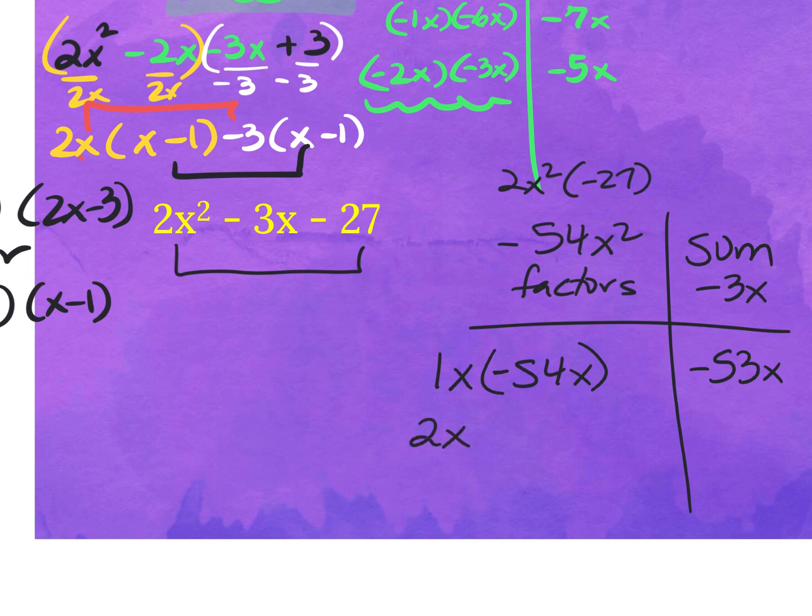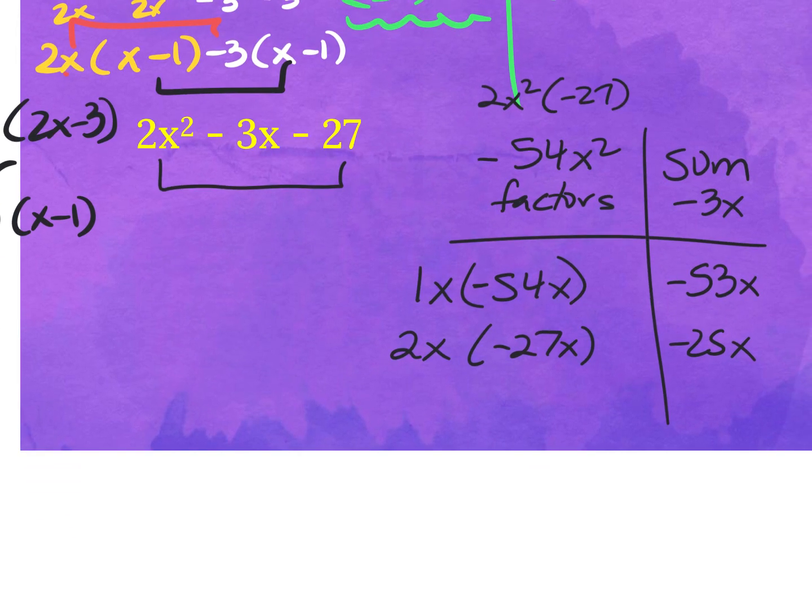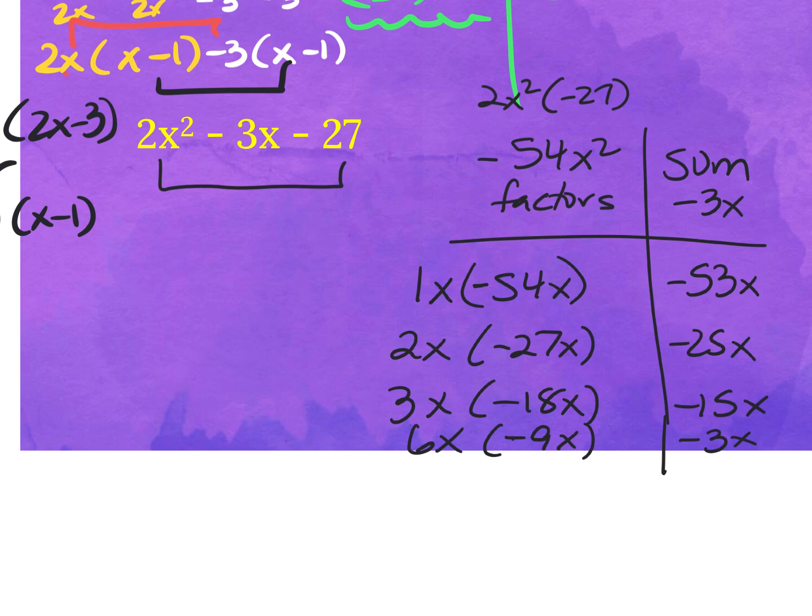So now let's do the 2x. That was what we originally multiplied. But this gives me -25. Not what I need. Keep going. So 3x times -18x will give me -15x. That doesn't work. One more. 4 doesn't work. 5 doesn't work, but 6 does. So 6x times -9x will give me the -54x squared. And when I add them, this is my magical combination. So this is what I need to replace that middle term with, these two numbers.